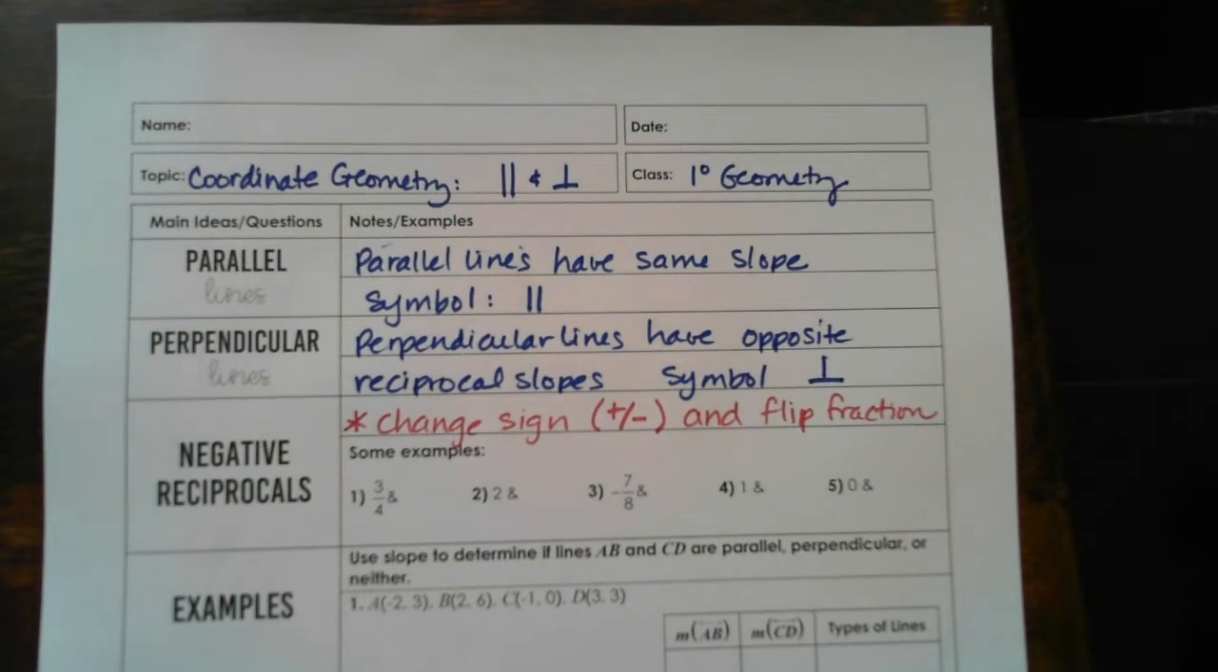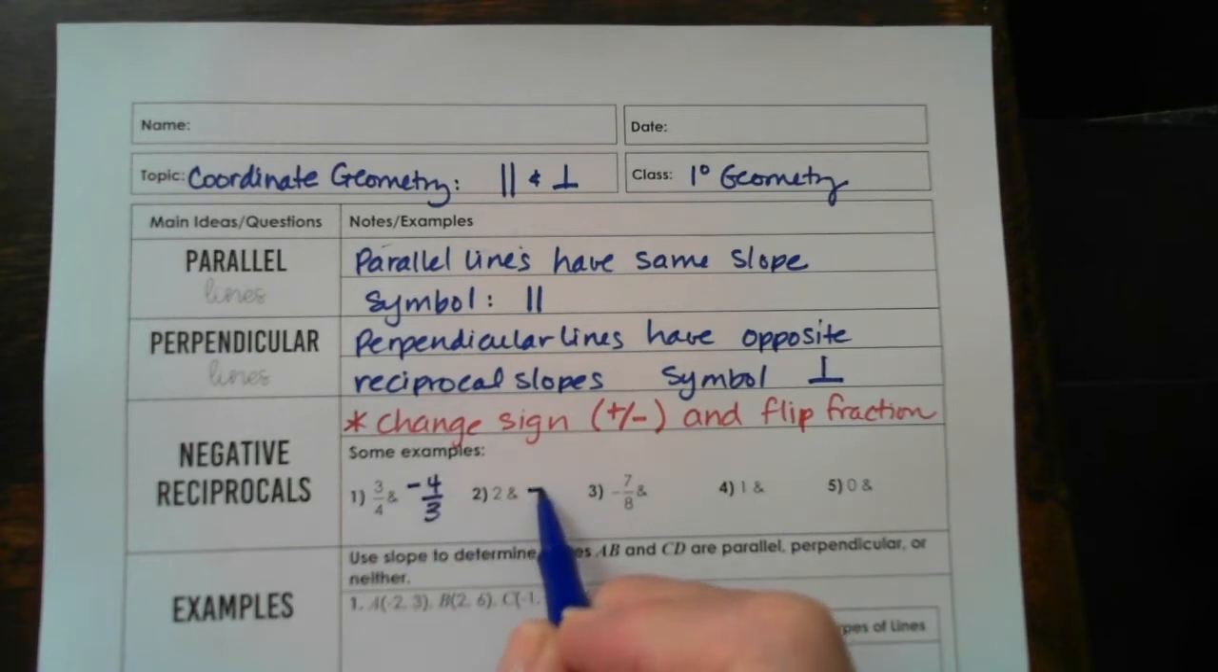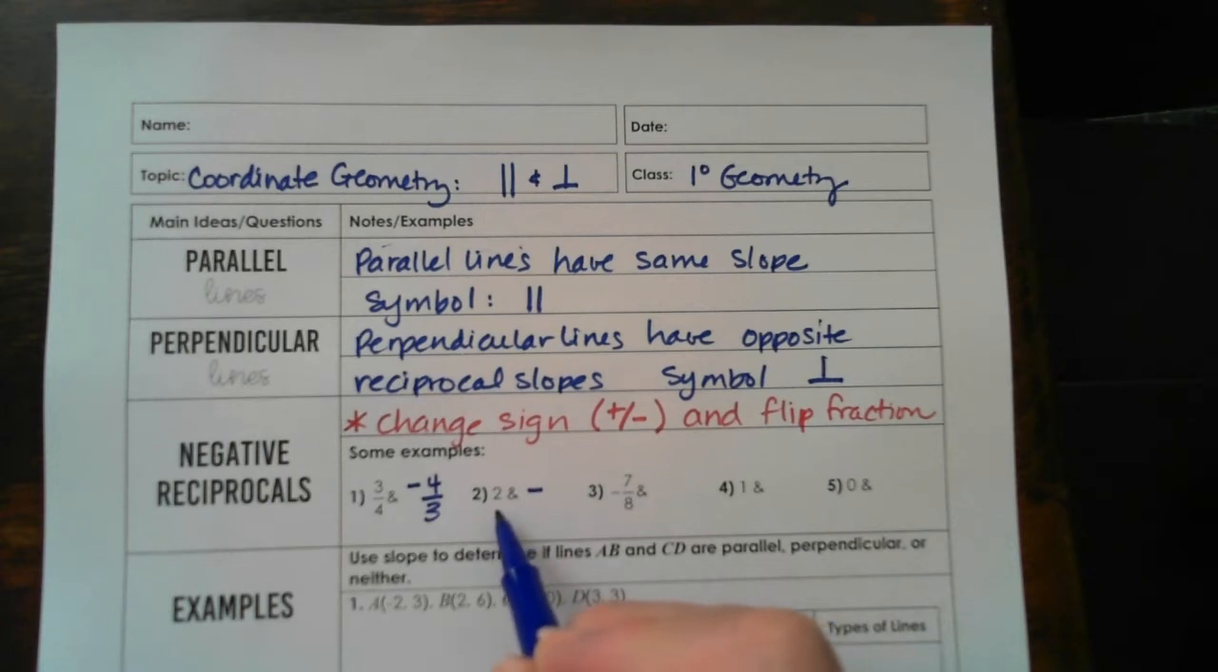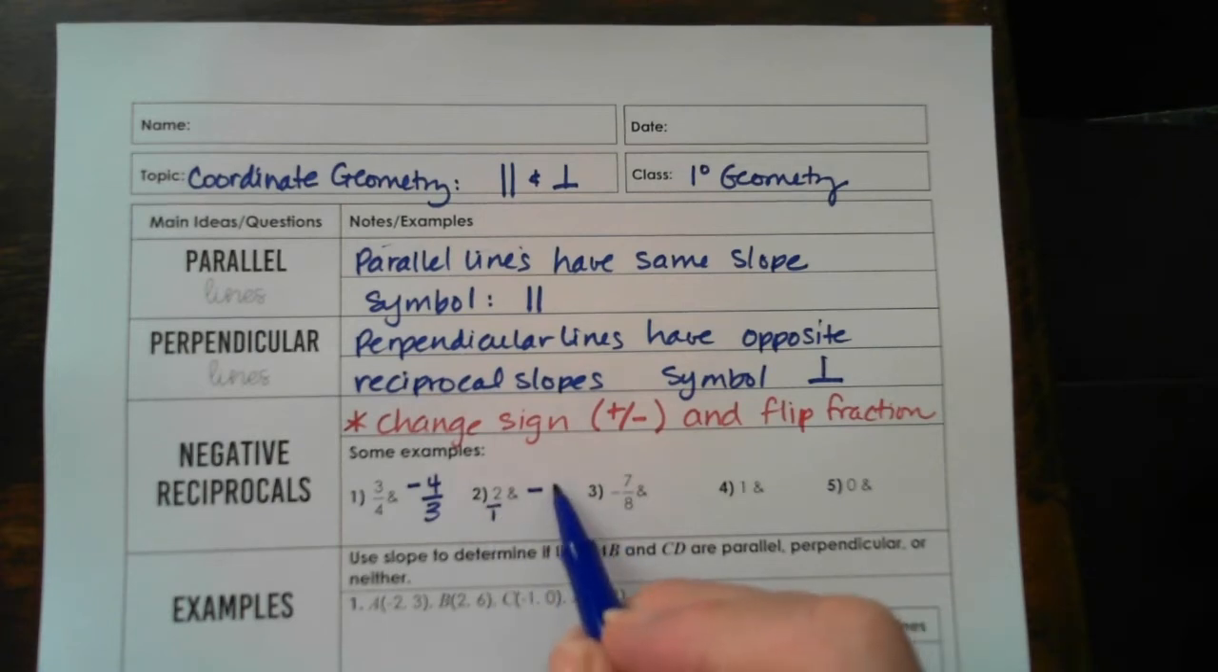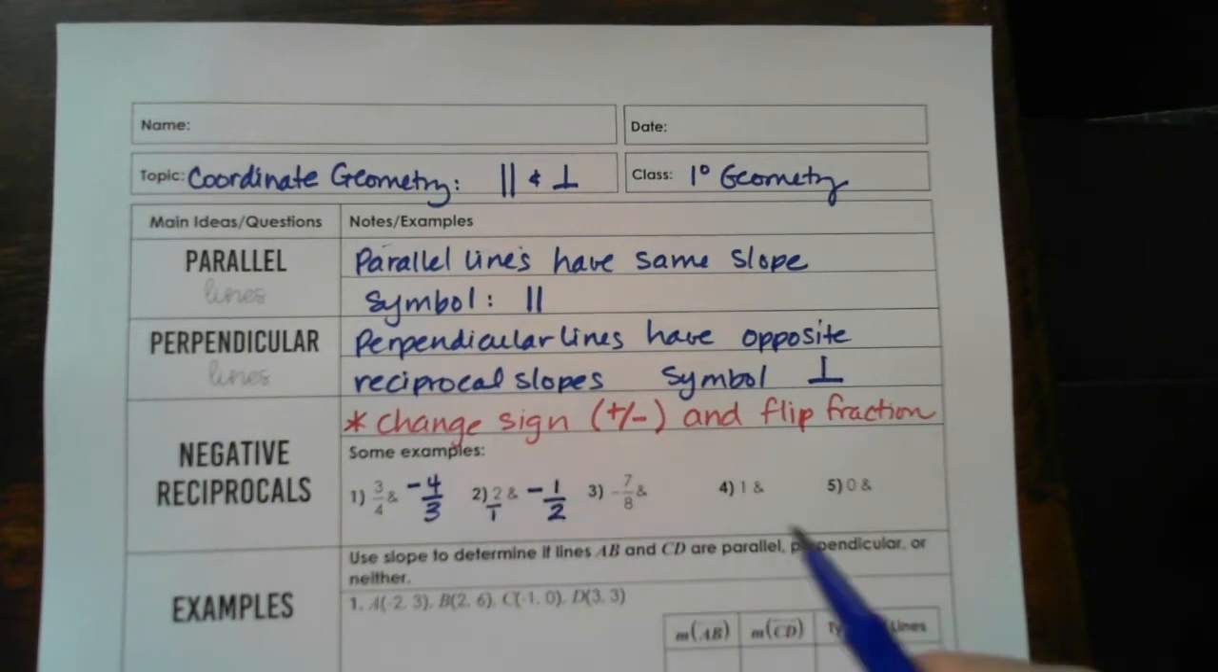So if my slope was 3/4, then my perpendicular slope would be the opposite. This is positive, so it would be negative. Instead of 3/4, it would be 4/3. For this one here, it's positive 2, so it's going to be negative. And you say, well, it's not a fraction. Well, 2 is a fraction. It's 2/1, so it's going to be 1/2.